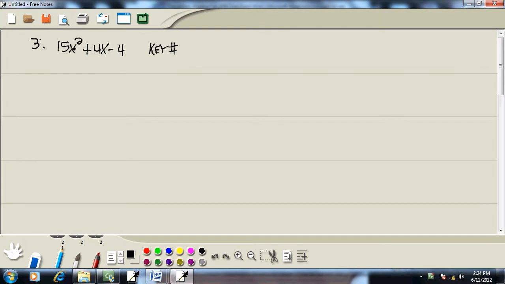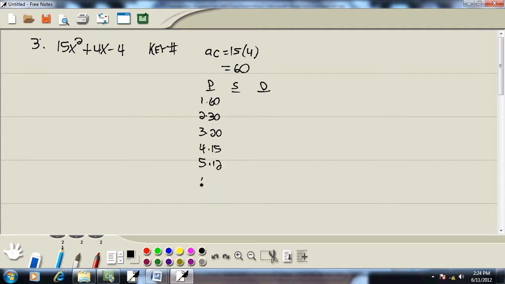I'm going to use the key number method. This is x squared, x, no x, and there's a number for the x squared. With a key number, we take the number at the beginning times the number at the end, ignoring signs. So 15 times 4, and that gives us 60. And we come up with 3 columns: P column, S, and D. P stands for product, so we write down all products that give us 60: 1 times 60, 2 times 30, 3 times 20, 4 times 15, 5 times 12, and 6 times 10.